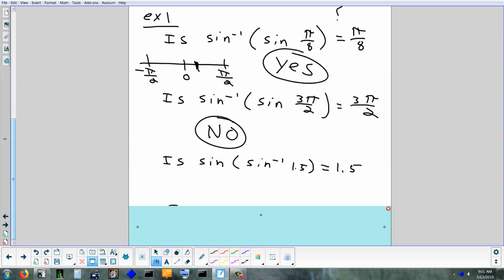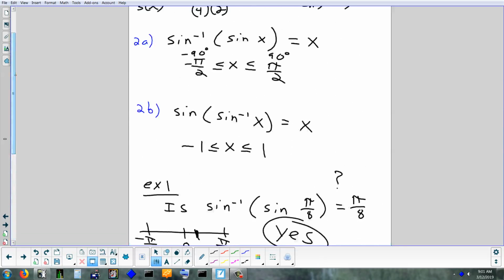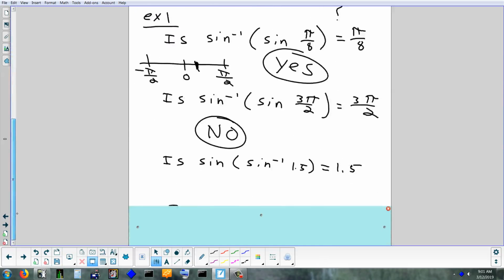Let's look at this one. Sine of the inverse sine of 1.5. Would that equal 1.5? All right, so now we're going to look at it. Inverse is on the inside. I'm supposed to be between negative 1 and 1. Devin, am I between negative 1 and 1 there? No. This is called your argument.